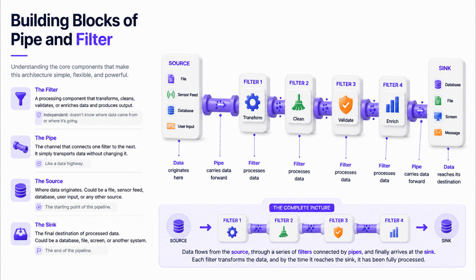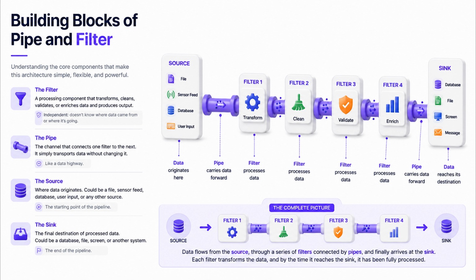Before we talk about software, let us think about something much more familiar: a water treatment plant. Imagine dirty river water entering a facility. It does not come out clean instantly. Instead, it passes through a series of stages, one after another. First, large debris is filtered out. Then, chemicals are added to remove bacteria. After that, the water goes through a fine filtration membrane. Finally, it is tested for quality before being sent to your tap.